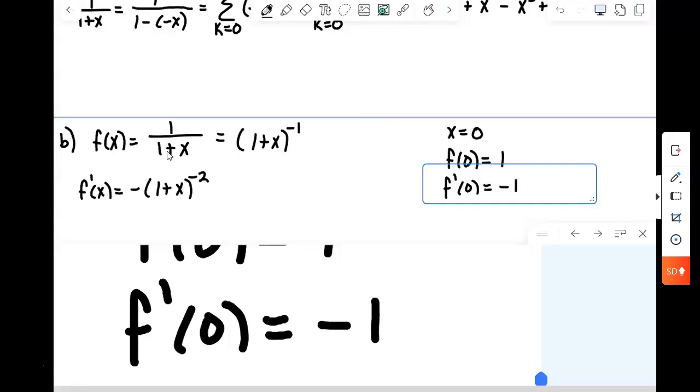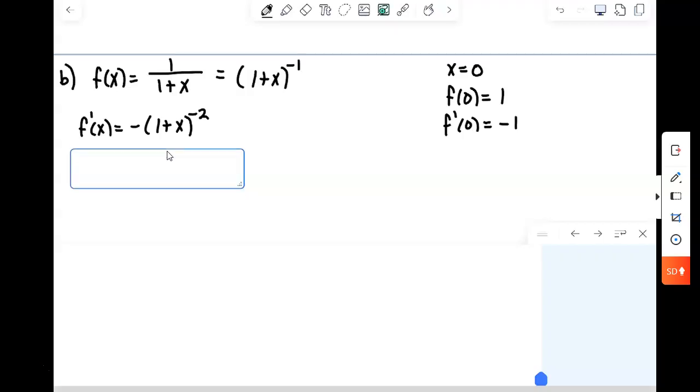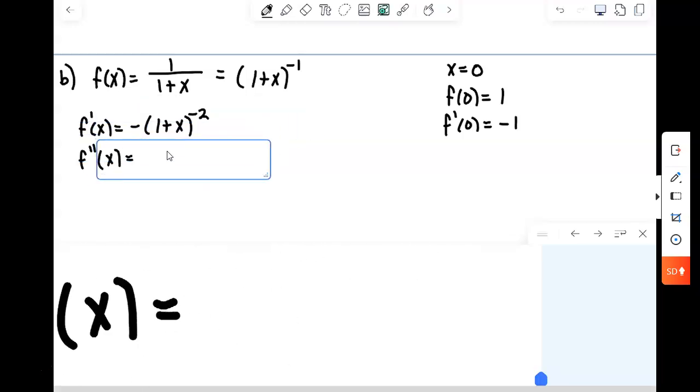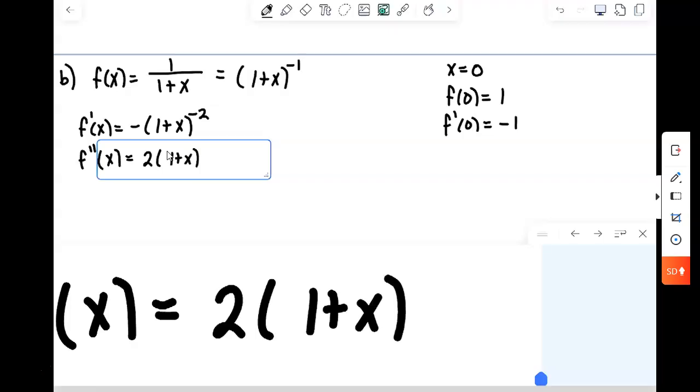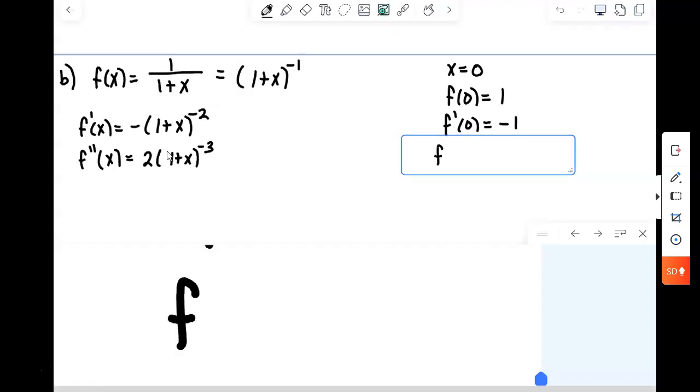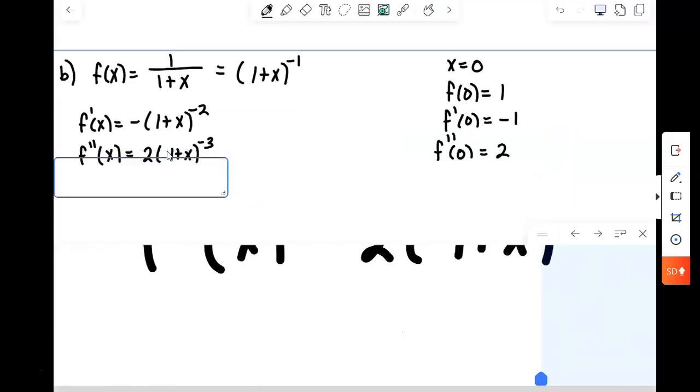And that would just give me a minus 1. And then we would go f double prime of x, we would multiply by the 2. So it'd be a minus times a minus, which would actually be positive 2. 1 plus x now to the minus third. And we would evaluate that, f double prime of 0, and that would just be a positive 2.